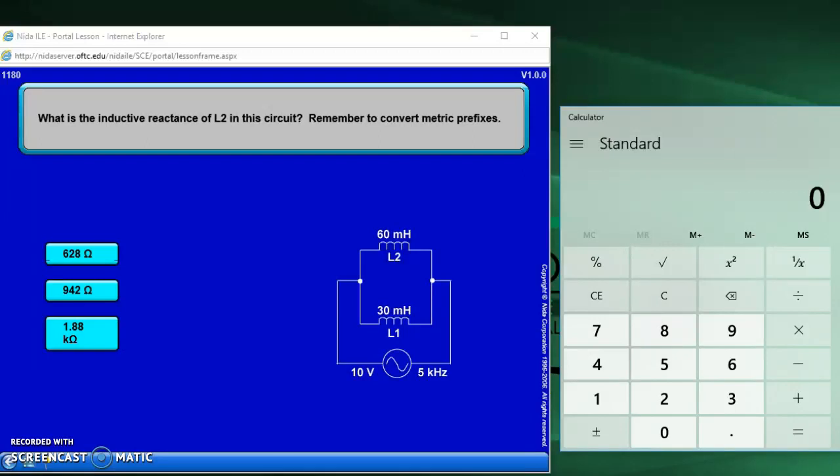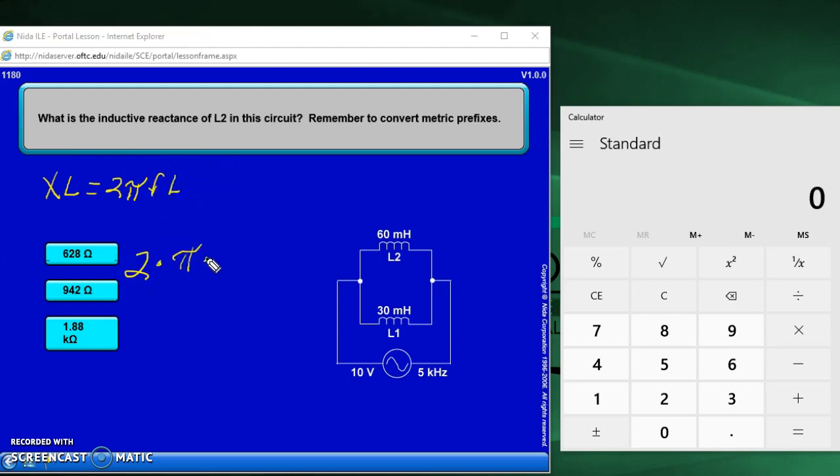Okay, the video ended abruptly, but I think we had finished the inductive reactance of L1. So we're about to do the inductive reactance of L2. So let's do the X of L formula. Good old 2 pi FL. So 2 times pi times frequency, which is 5K, and times L2, which is 60 millihenries.